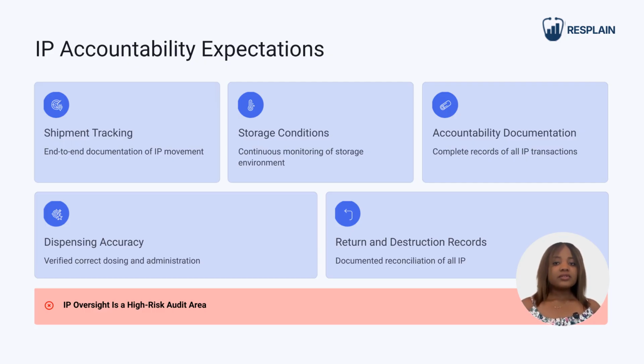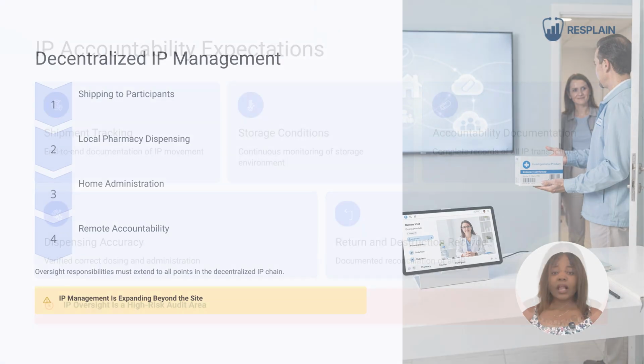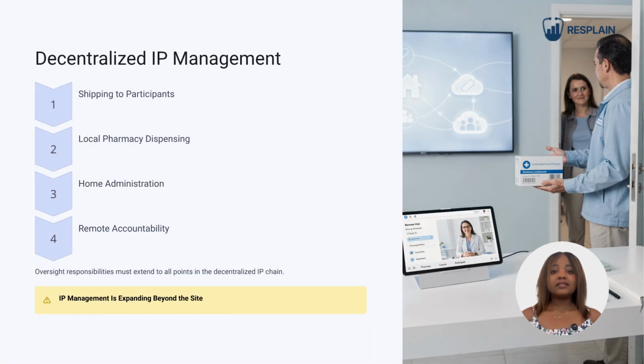Particular attention may be given to dispensing accuracy, expired product management, inventory discrepancies, temperature monitoring, and documentation consistency across multiple systems. R3 formally recognizes decentralized investigational product management approaches within modern clinical trials. The guidance allows investigational products to be shipped directly to participants, dispensed through local healthcare facilities or pharmacies, and administered within participant homes when appropriate safeguards are in place. These approaches create additional operational and oversight responsibilities for sponsors and sites.